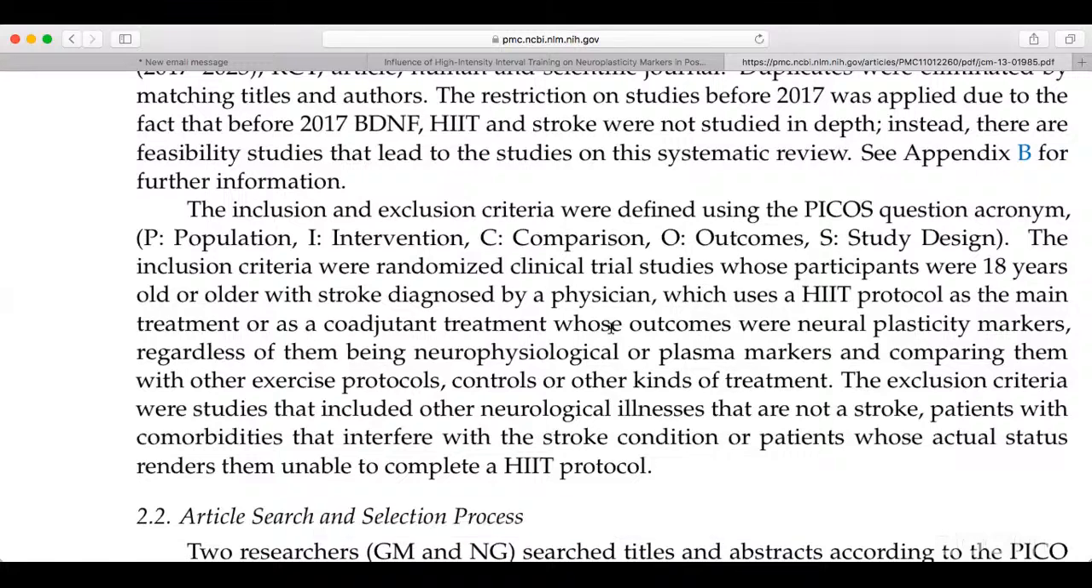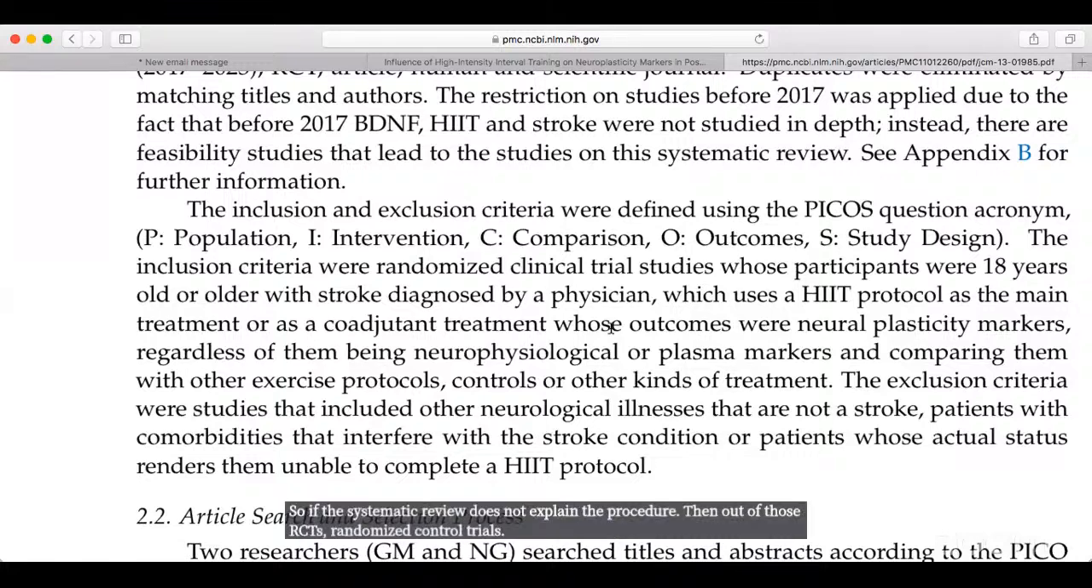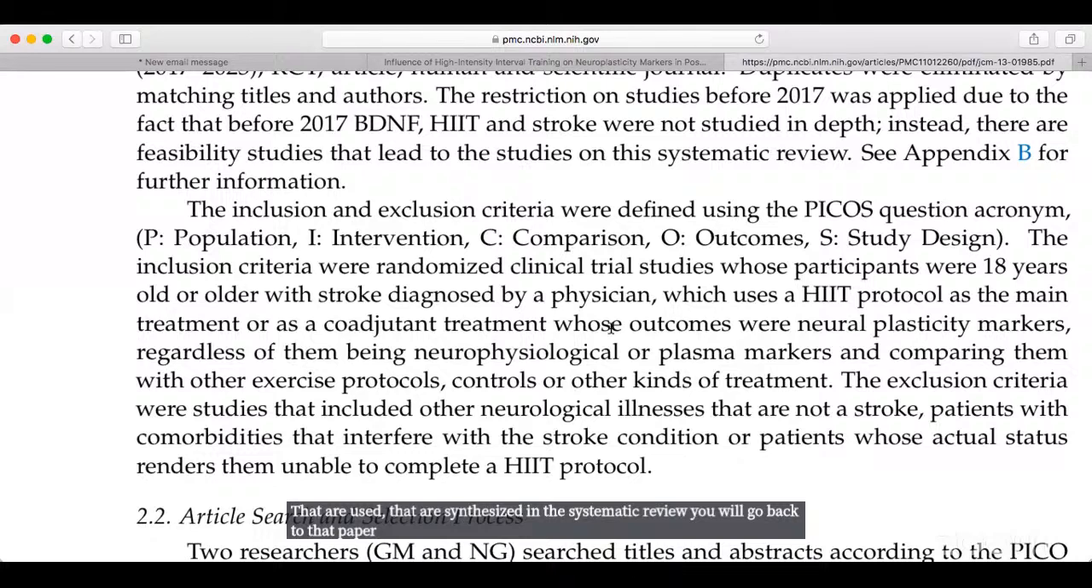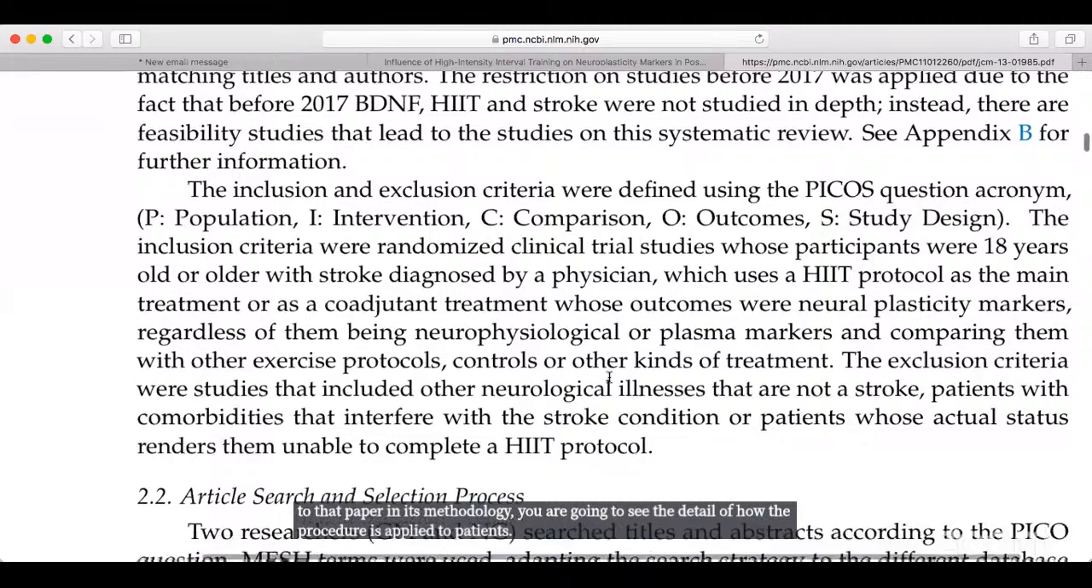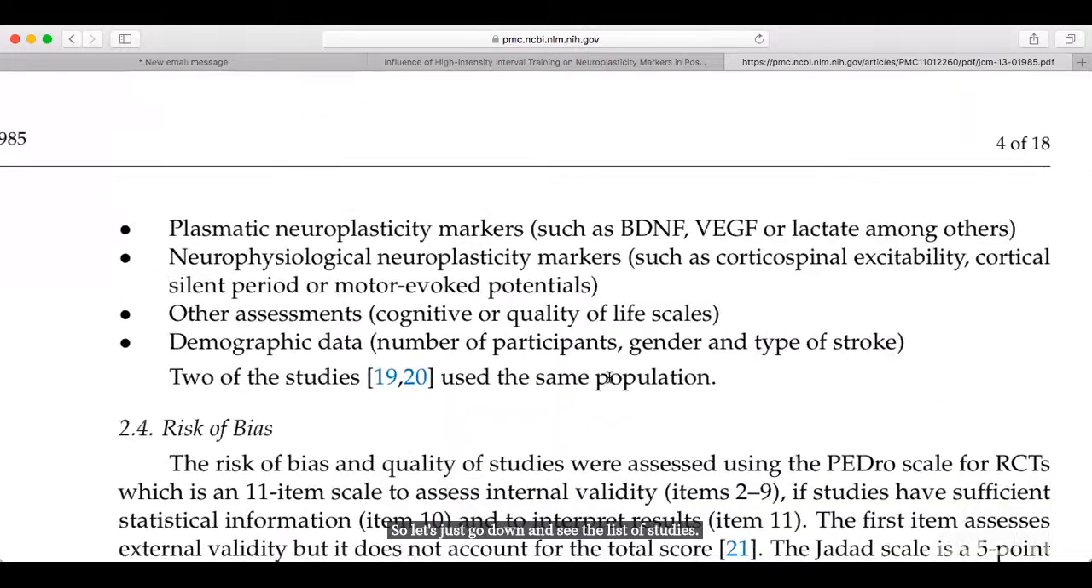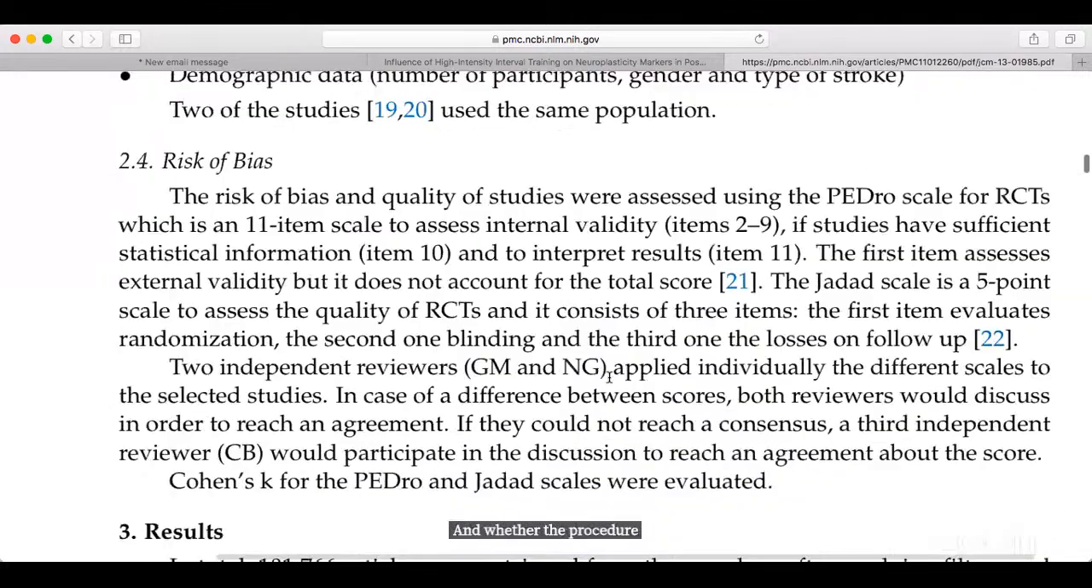So if the systematic review does not explain the procedure, then out of those RCTs, randomized controlled trials, that are synthesized in the systematic review, you will go back to that paper. In its methodology, you are going to see the detail of how the procedure is applied to patients. So let's just go down and see the list of studies and whether the procedure is included in this particular one.